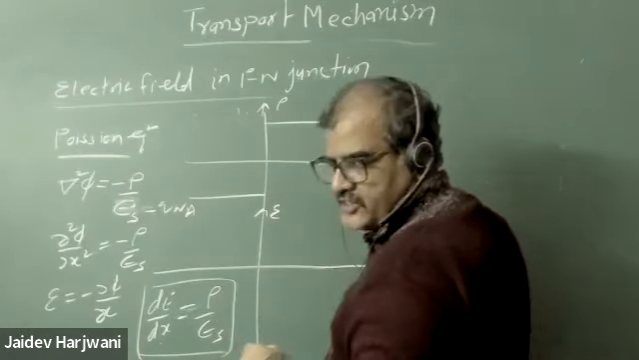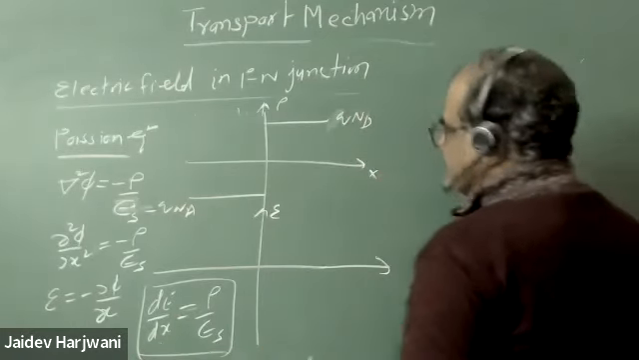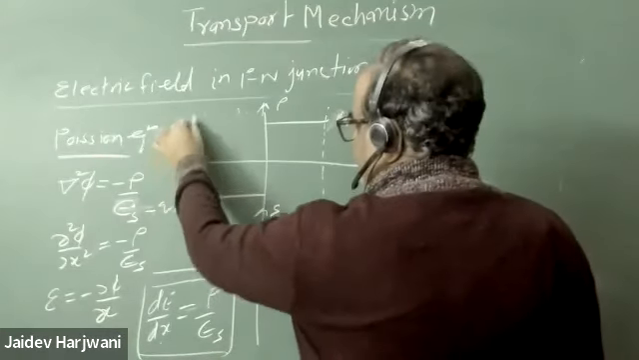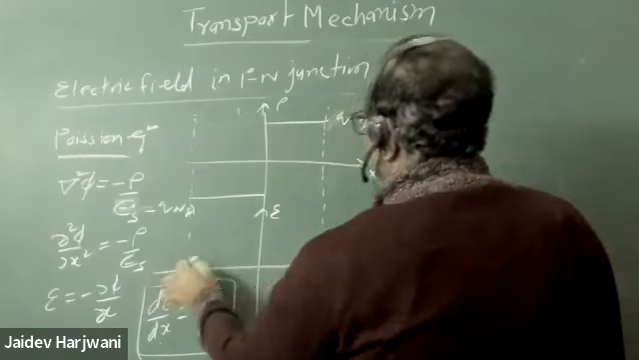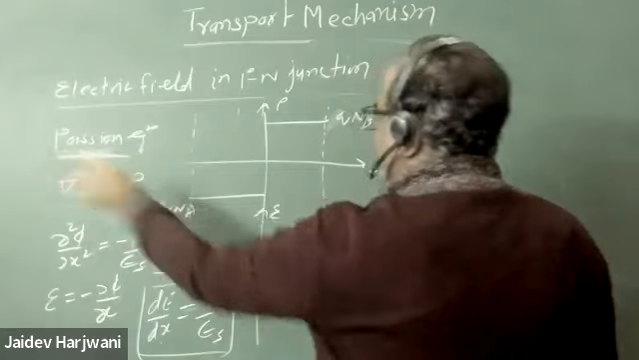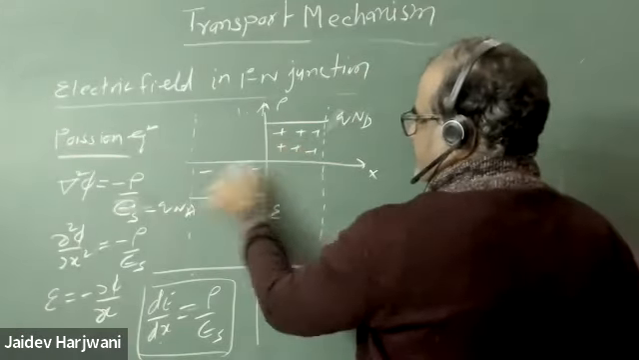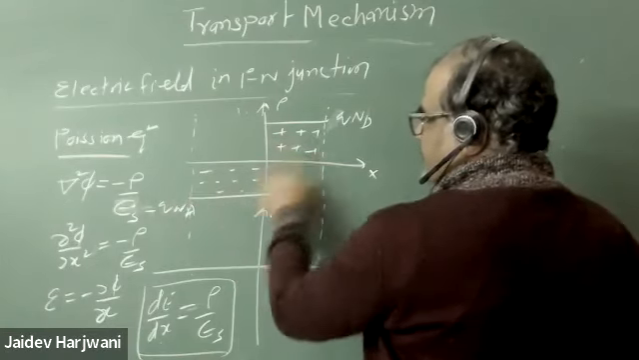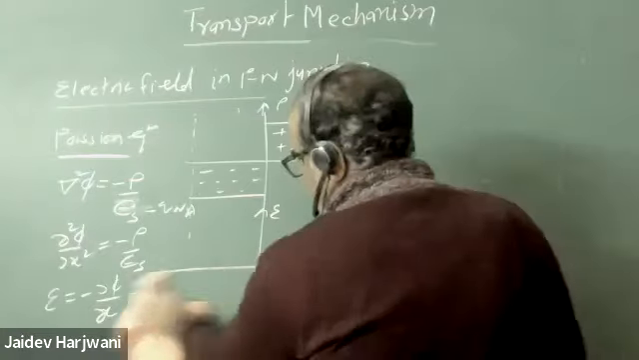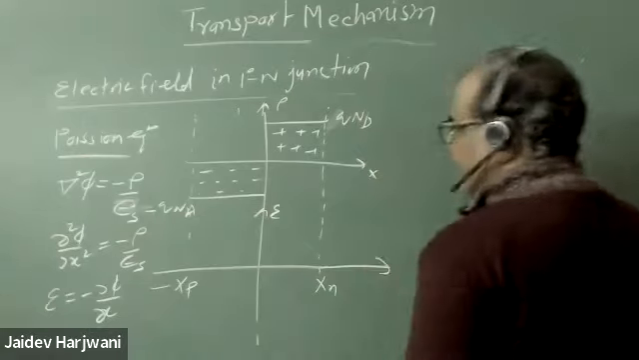I also know the boundary condition. What is the boundary condition? At x equal to minus xp and x equal to xn, the electric field is 0. Here there is no field on this side, and similarly on this side there is no field. So this is plus, this is the junction, and this is minus. The electric field exists only in the junction; at the boundaries x equal to xn and x equal to minus xp there is no electric field.